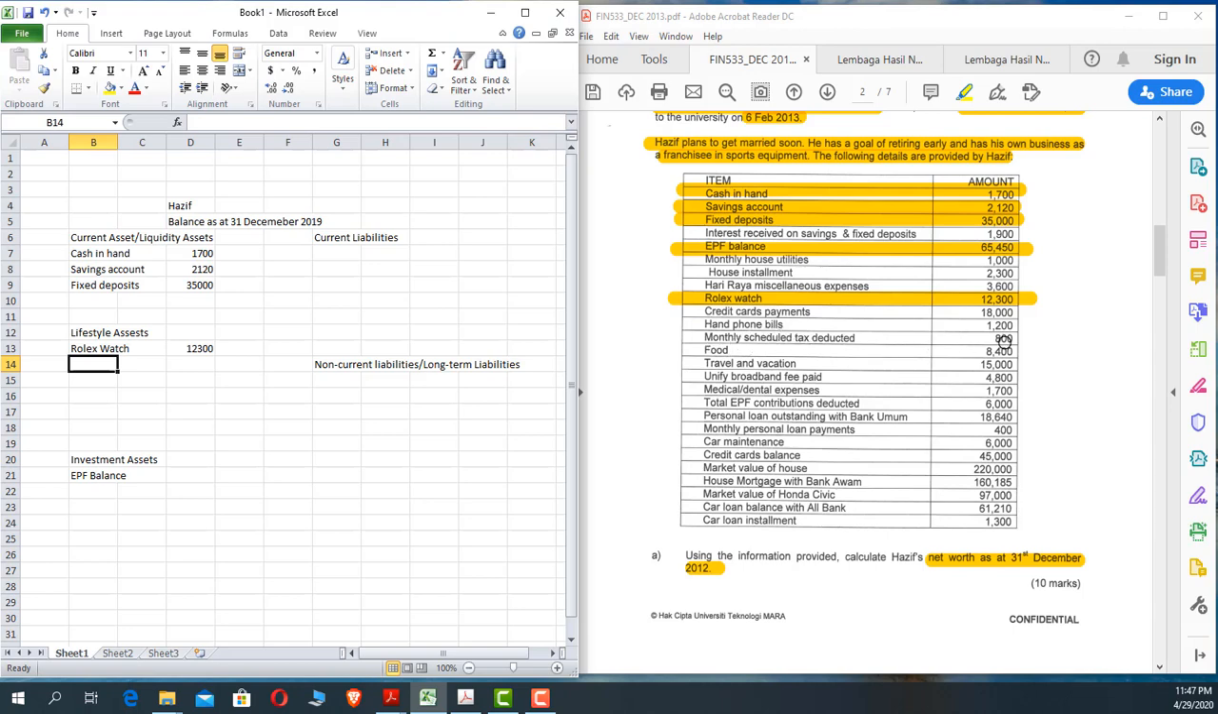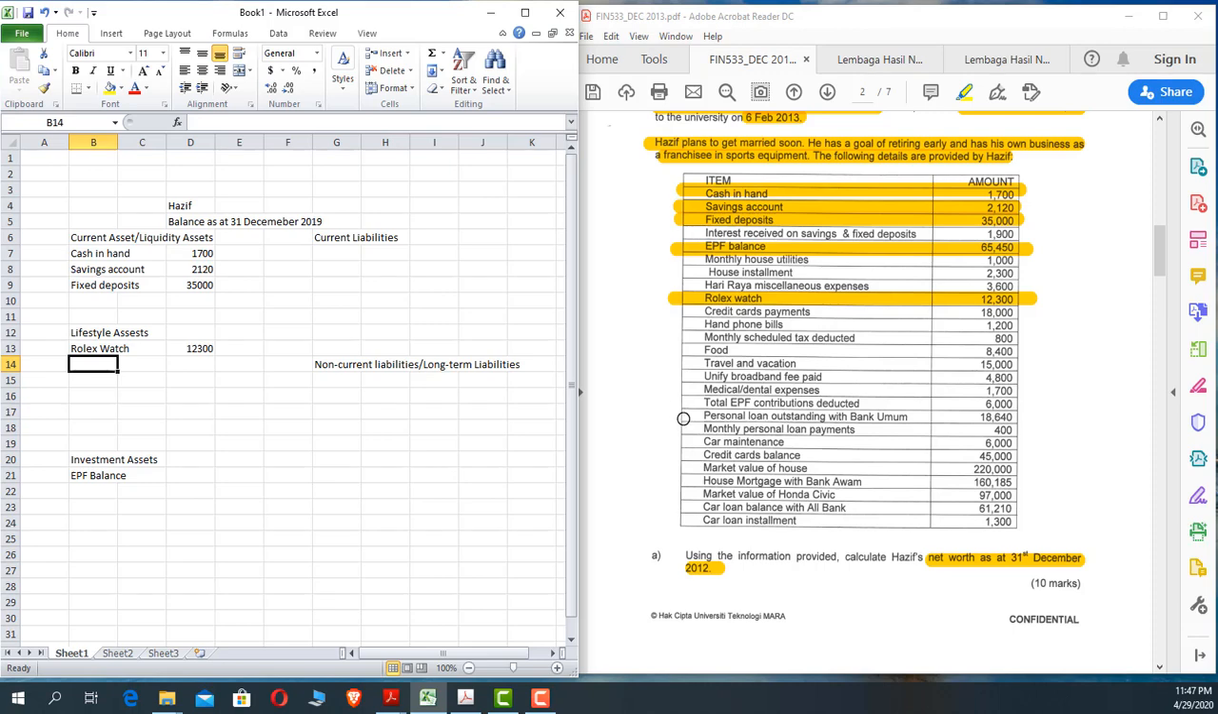Monthly schedule tax deducted. This is also based on your expenses sebab dah dipotong based on your monthly schedule of tax. And food, this is also your expenses. And travel and vacation also based on your expenses. Unify broadband fee pays, yang ni pun awak dah bayar based on your Unify. And then based on your next medical or dental expenses, this is your expenses.